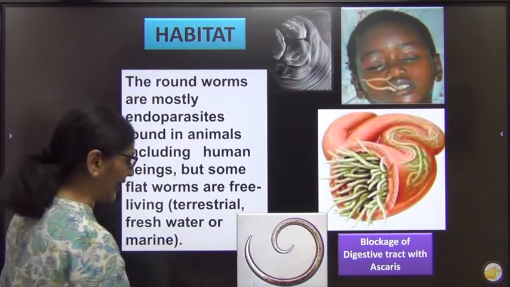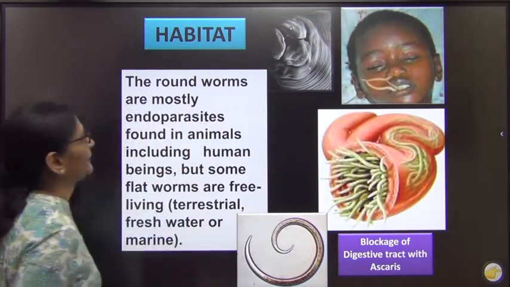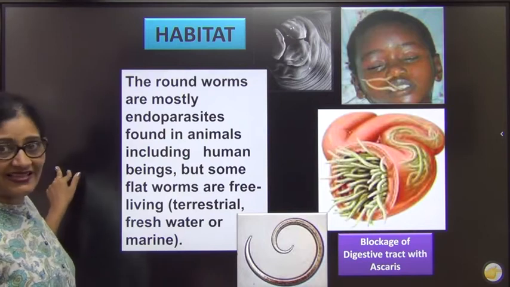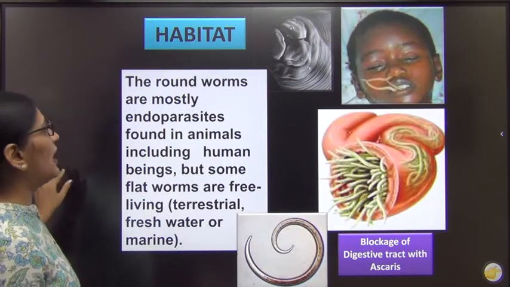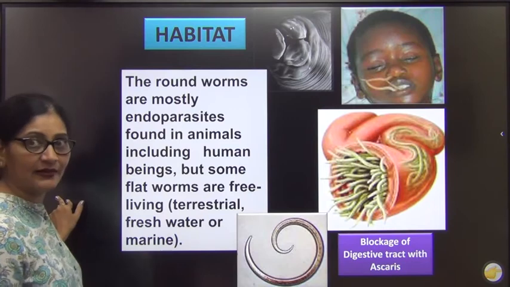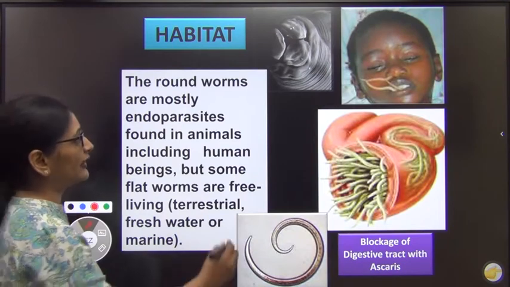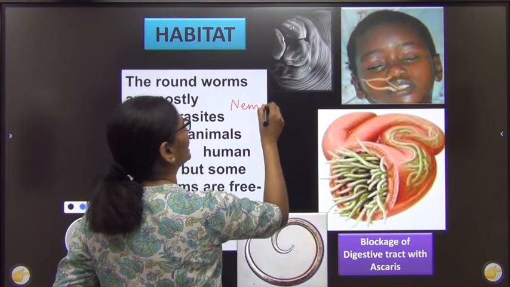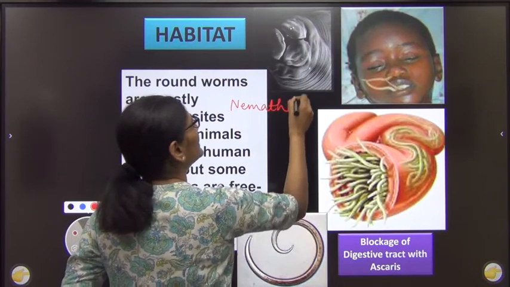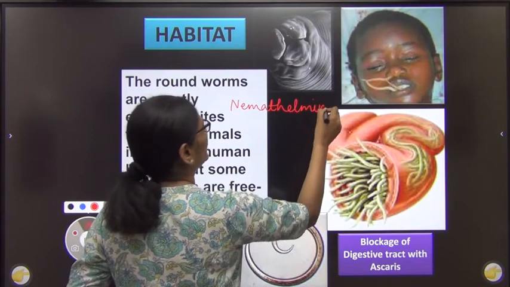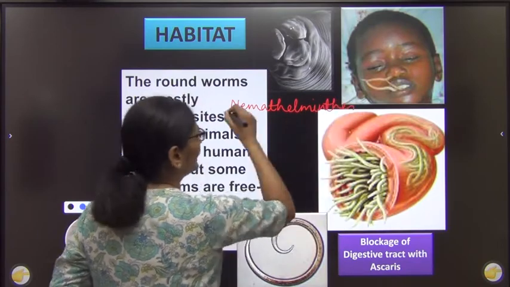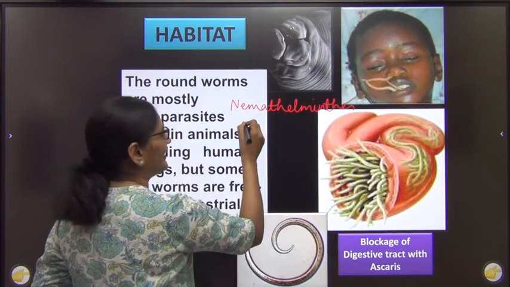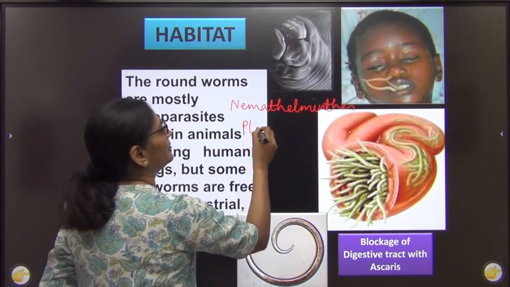Now, you know that the first topic we discuss is the habitat. Most of the Aschelminthes are also called nemathelminths. I have already told you, they have two names. One is Aschelminthes and the other is nemathelminths. I also want to tell you one thing, that Aschelminthes or nemathelminths, and the other group is platyhelminths.